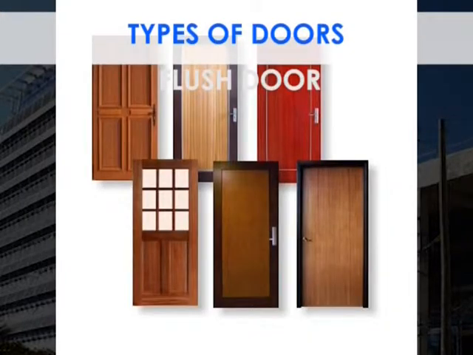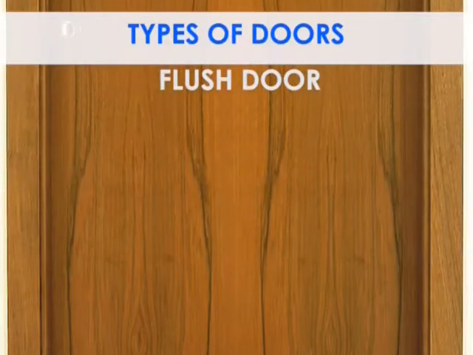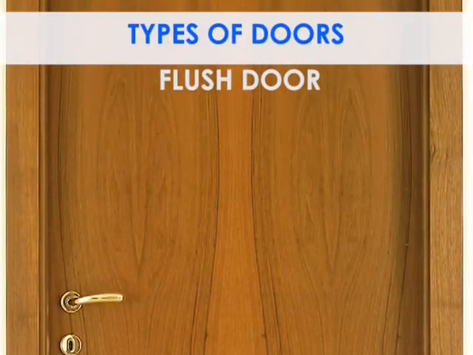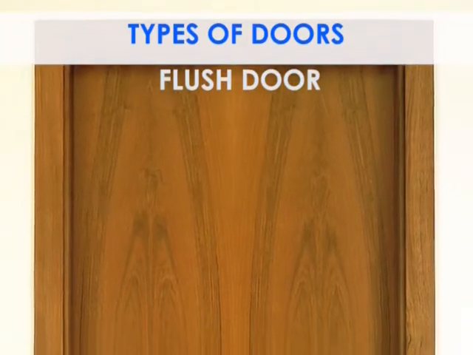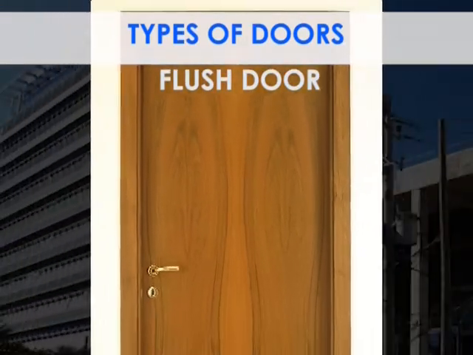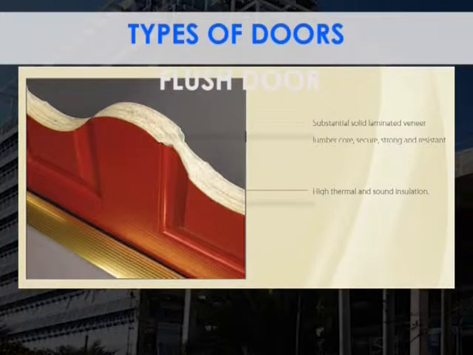Flush doors. Flush doors have flat surfaces on both sides and consist of a wood frame with thin sheets of material, plywood veneer, plastic laminates, hardboard, or metal applied to both faces. Flush doors have either a solid or a hollow core. Solid core doors provide better sound insulation and have fewer tendencies to warp.